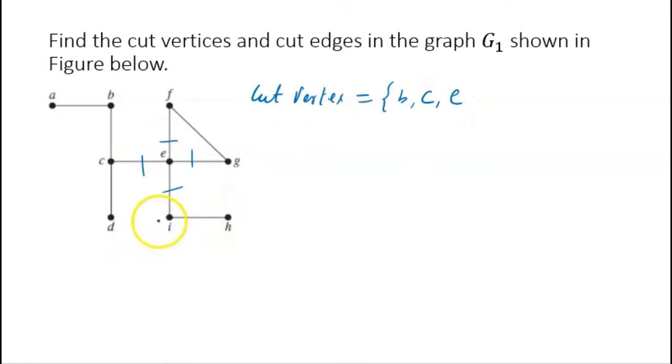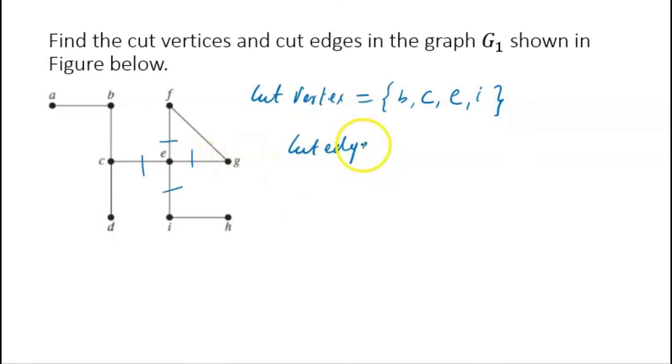And what about I? If I remove I, then I will also be a cut vertex, because I will get this isolated vertex H here. G will not be a cut vertex, F will not be a cut vertex, H will not be a cut vertex. So the cut vertices are B, C, E and I. And what are the cut edges?